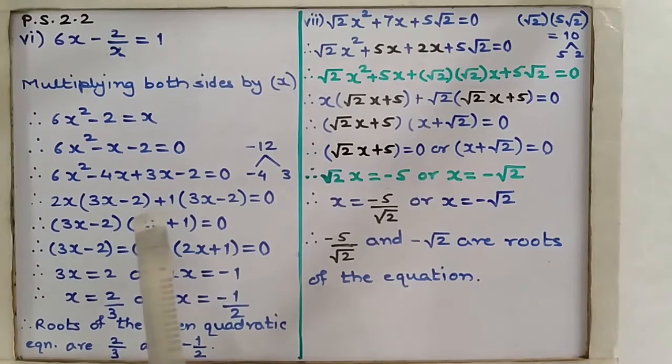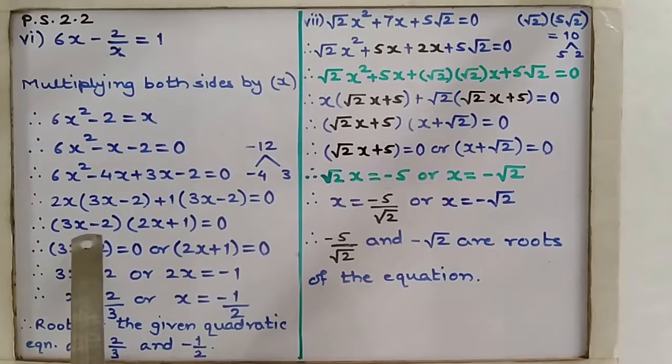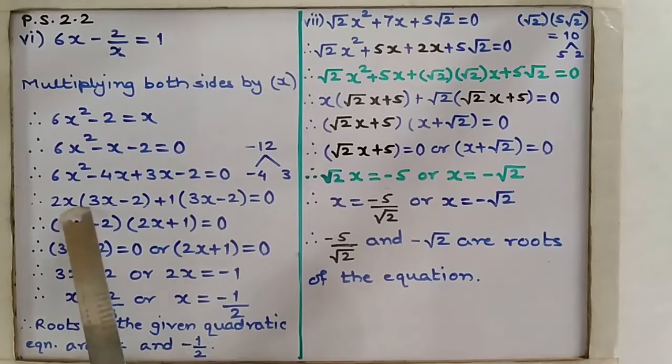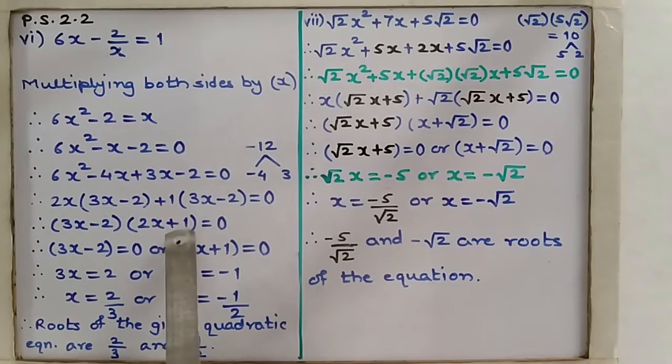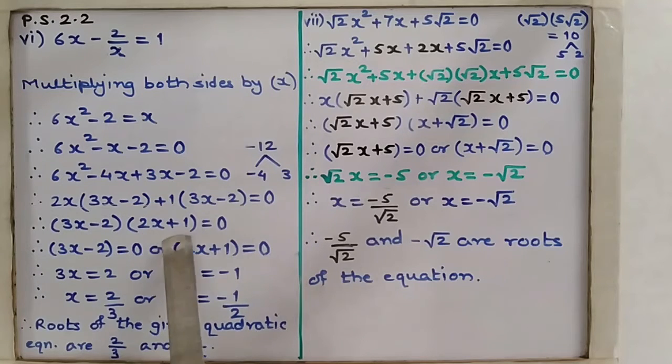Now look at these two terms. From these two terms we can take 3x minus 2 common. दोनों जगह पे है ये, so we'll take this common 3x minus 2. सो ब्रैकेट के अंदर क्या आएगा, फर्स्ट टर्म में से 3x minus 2 कॉमन लिया है, सो यहाँ पे आपको 2x मिलेगा. And from the next term also you have taken 3x minus 2 common, so over here you will get plus 1. Therefore (3x minus 2)(2x plus 1) is equal to 0.